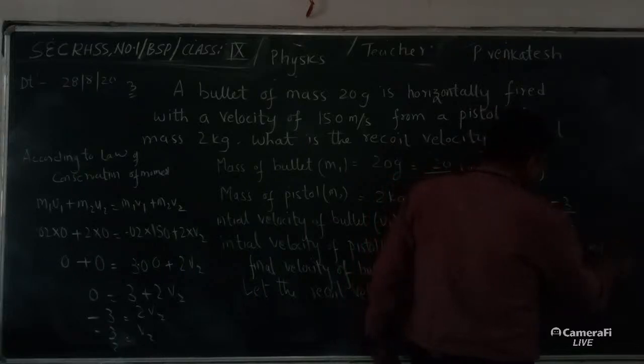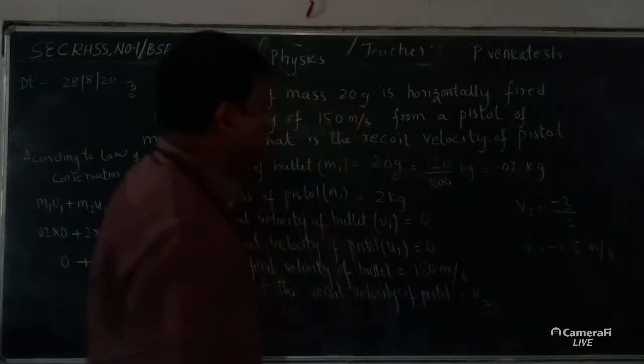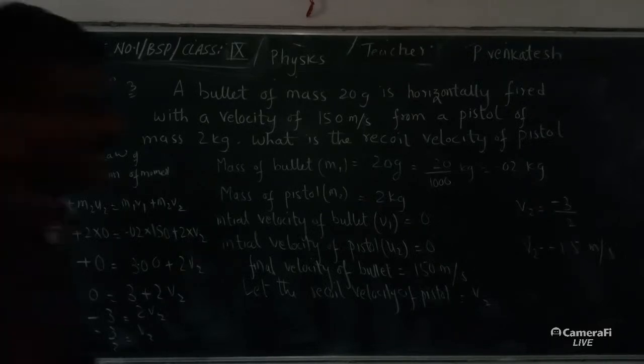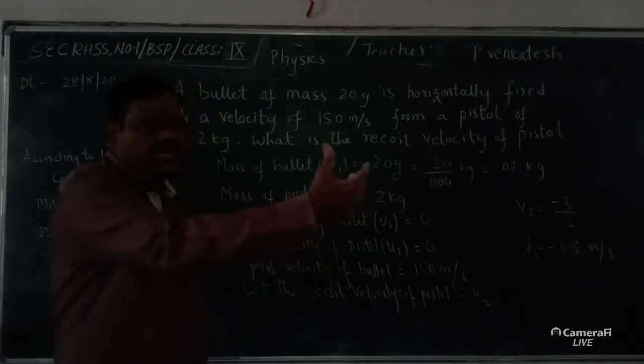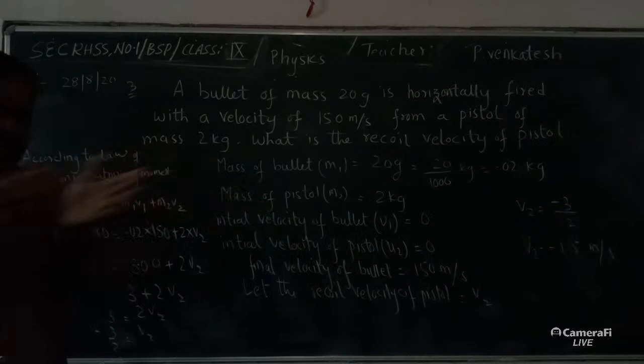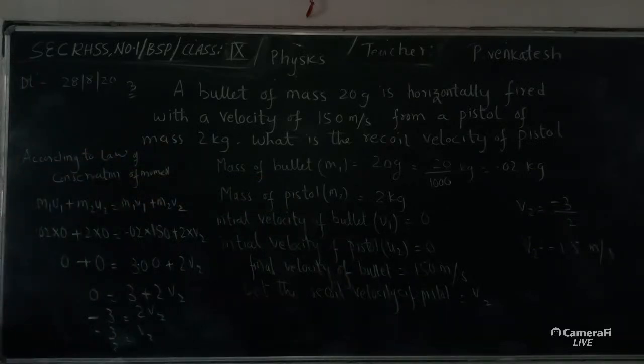Therefore, the recoil velocity will be minus 1.5 meters per second. So the recoil velocity of the pistol is minus 1.5. The minus sign indicates that it will move in the direction opposite to that of the bullet. That means the pistol will move backwards.